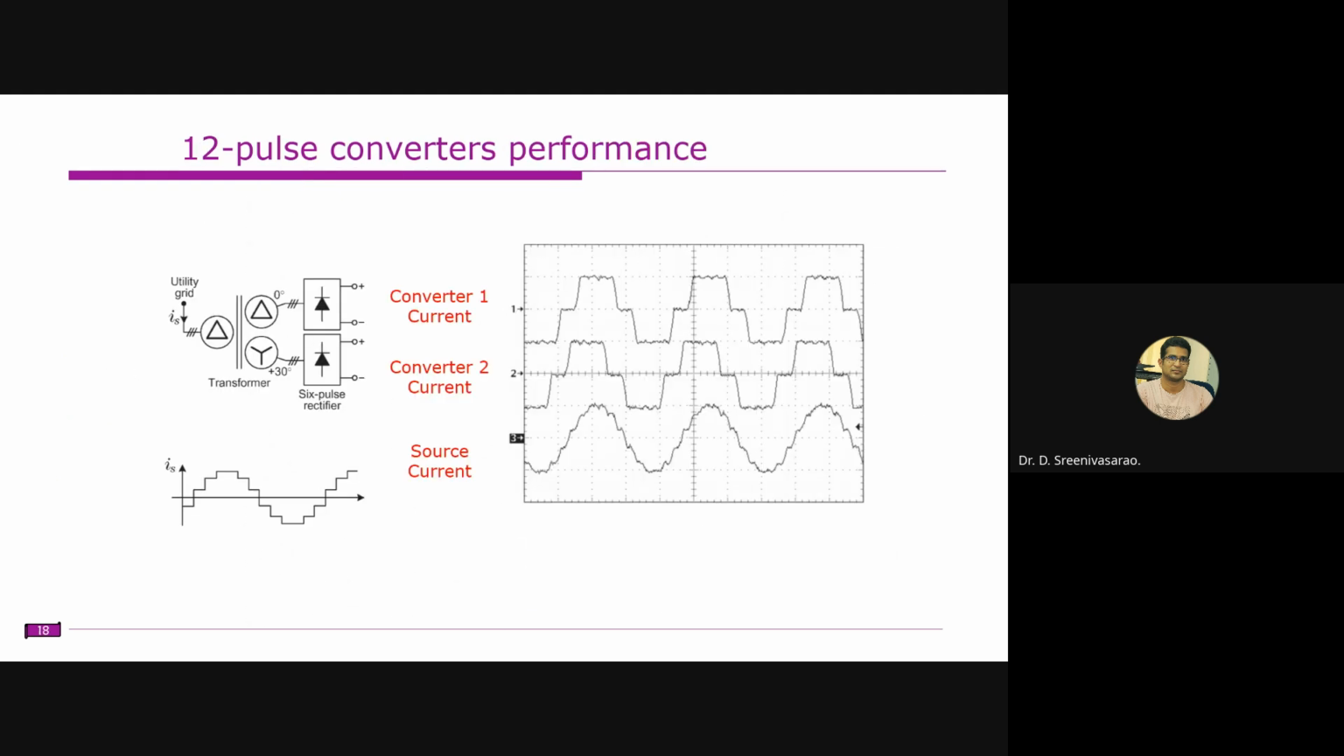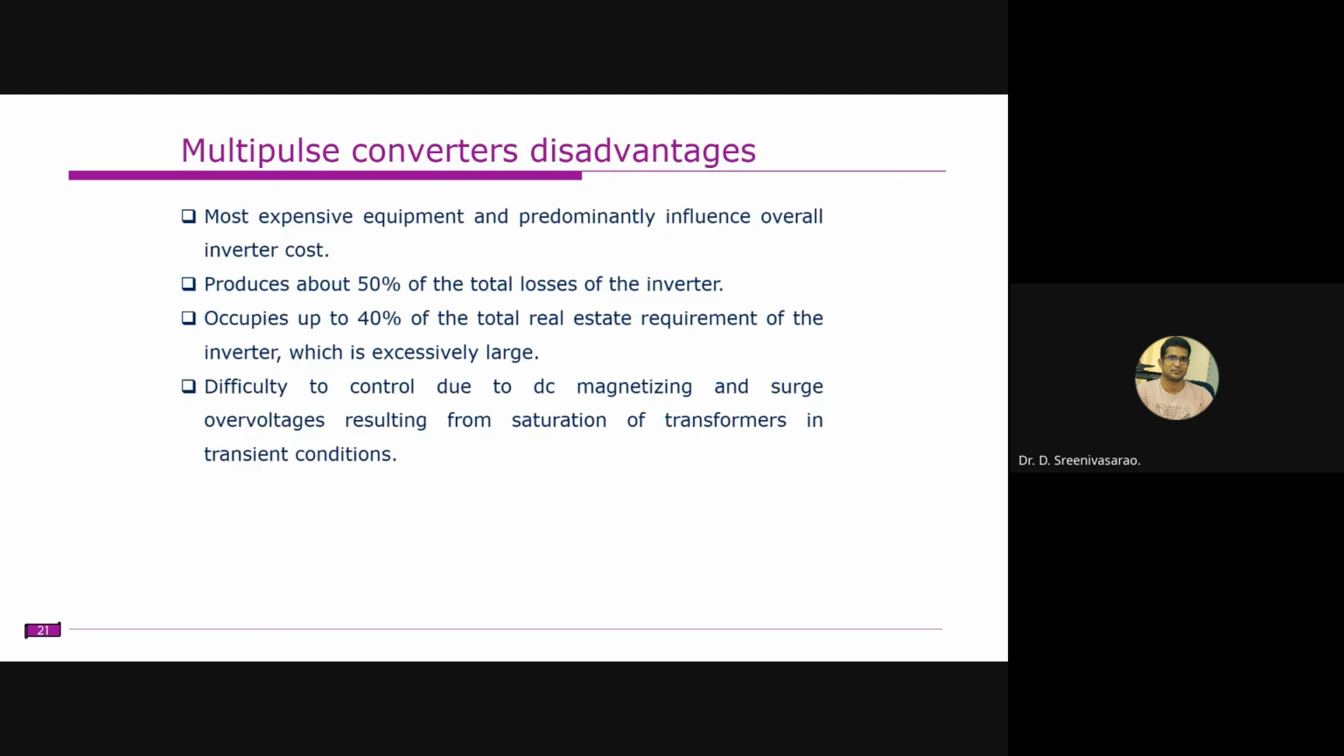Here, in case of multipulse converters, there are certain drawbacks. The first thing is that it requires complex transformers, right? To produce the phase shift, we normally use zigzag or polygon transformers, or some special connection between the transformers is necessary. Right? So that is one of the complex things. And another one is that they produce 50% of the total losses, and also 40% of the space. Another drawback is that when you connect a transformer to the converters, there is always a chance that DC current will flow through the transformer, and that will, in other words, saturate the transformer core.